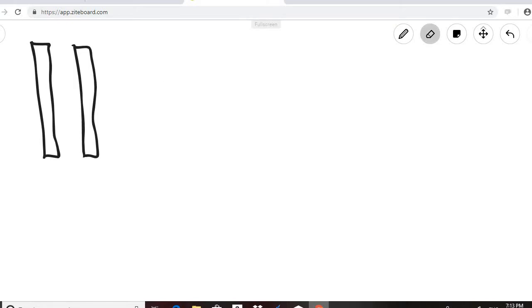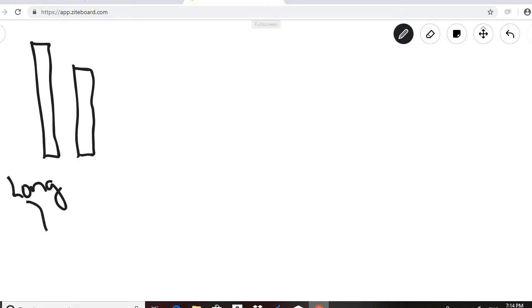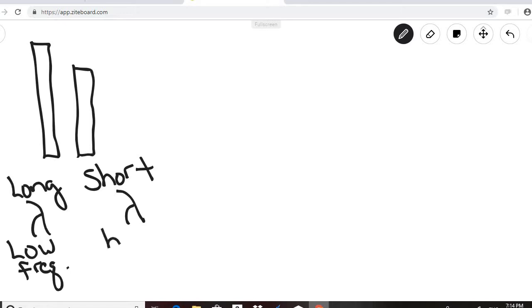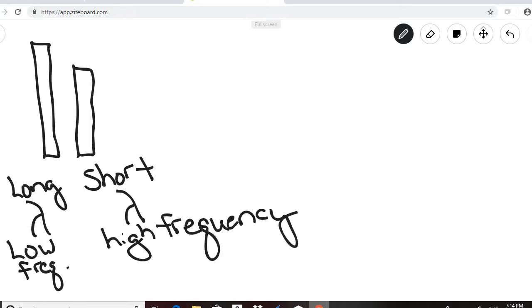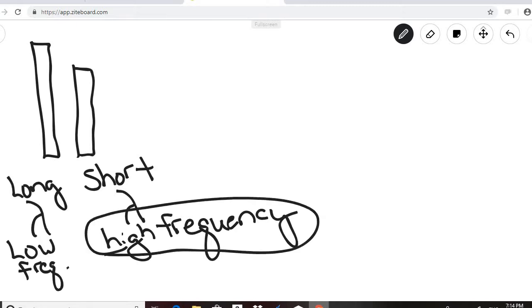Okay, then what if we had this? Now what would we see? This has a long wavelength, and this has a shorter wavelength. And what did we say before? If it has a long wavelength, that means it has a low frequency, and a short wavelength means that there is a high frequency. So which of these would have the highest pitch? The higher pitch would be the one with the higher frequency, and a lower pitch would be the one with the lower frequency.